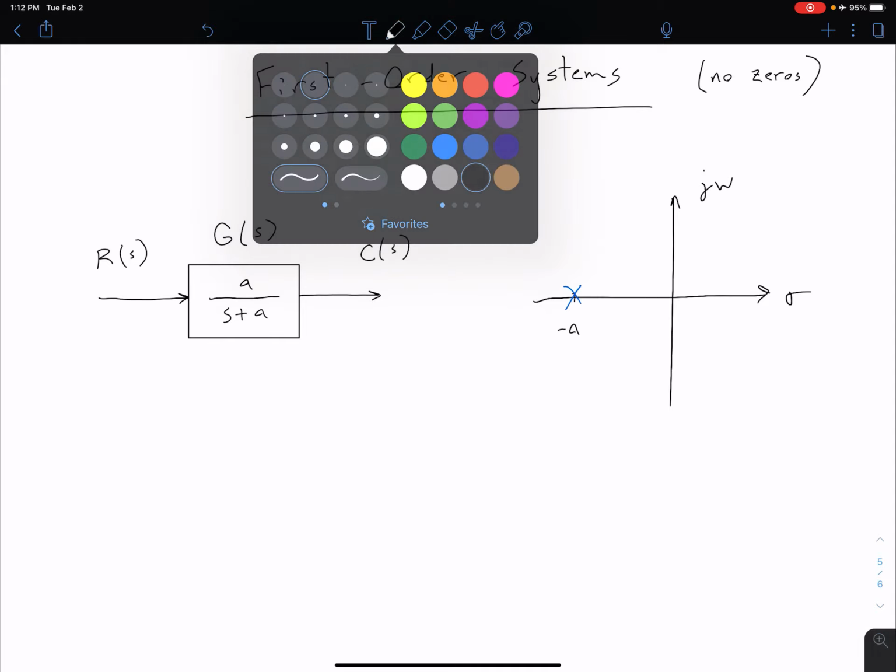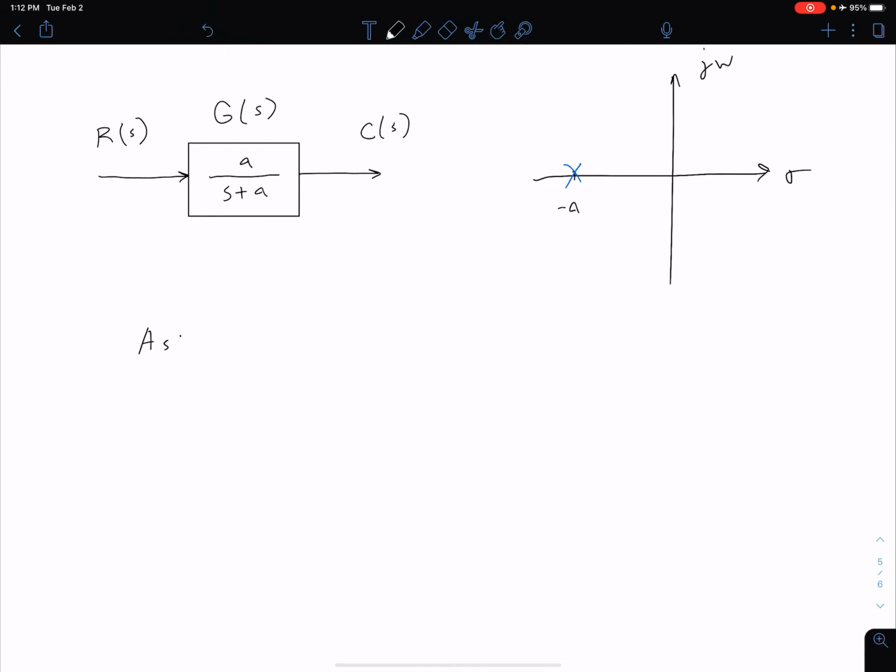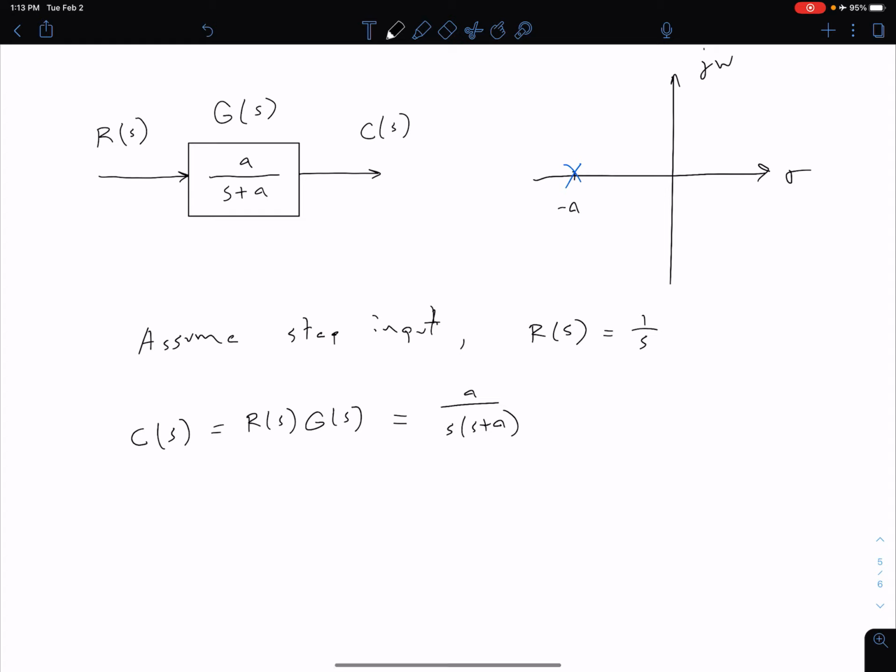So just like we did last time, let's assume that we have a step input. And so what that means is that our r(t) is u(t), so our R(s) is 1 divided by s. So then we have our step response, which is going to be C(s) is equal to R(s) times G(s). So in this general case, we have a divided by s times s plus a. And so the result of this, as I said before, is our step response. So that's important terminology just to kind of be familiar with.